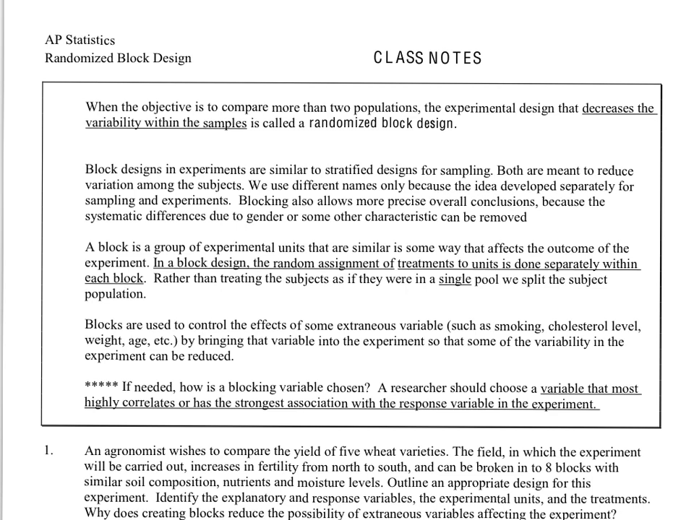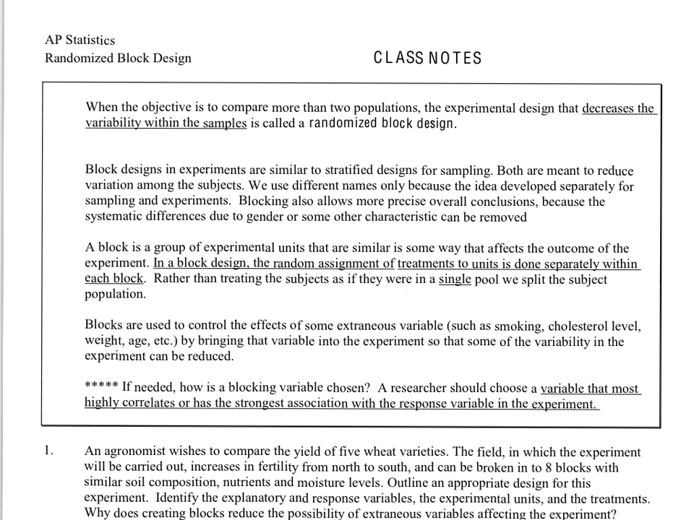Blocking allows more precise overall conclusions because the systematic differences due to gender or some other characteristic can be removed. A block is a group of experimental units that are similar in some way that affects the outcome of the experiment, the response. In a block design, the random assignment of treatments is done separately within each block. So we create the blocks and then randomly assign the treatments. Rather than treating the subjects as if they were a single pool, we split the subject population.